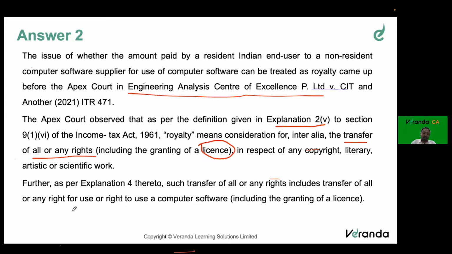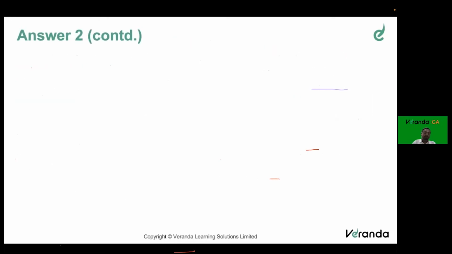Further, as per explanation 4, there is another explanation which says transfer of all rights includes computer software, including license. So if you stop here and understand the provision, whether this transaction is royalty or not under section 9, subsection 1, clause 6, yes, it is a royalty, because royalty here includes granting a license of a computer software. It automatically should be treated as royalty.